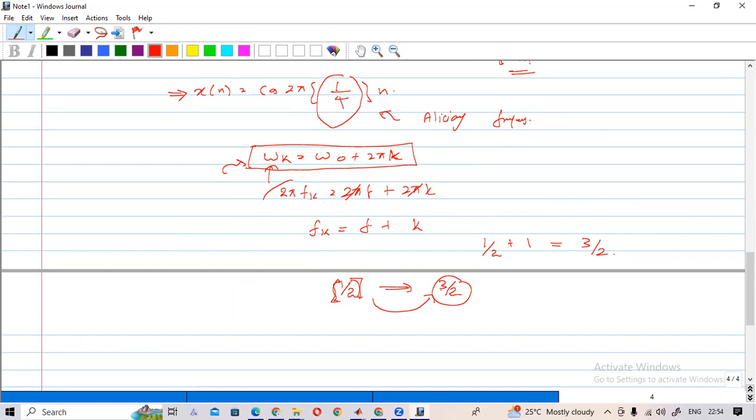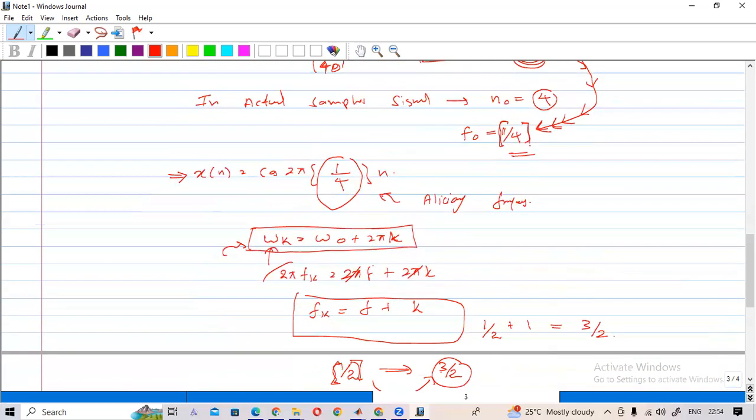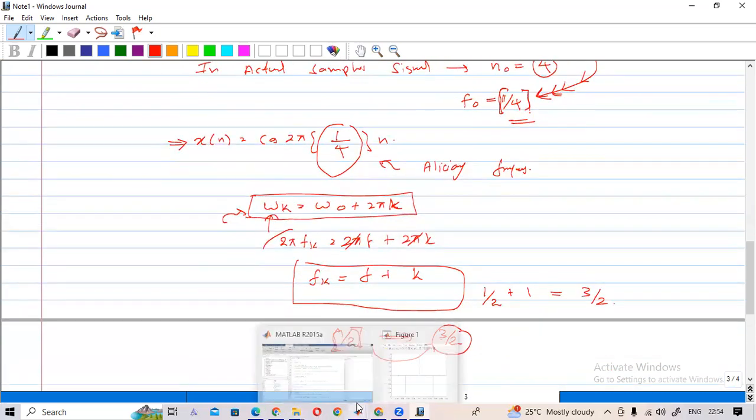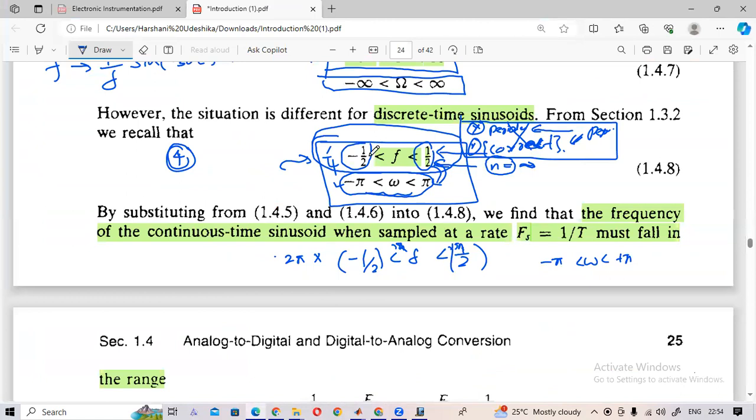So what I want to tell you is that this relation and that relation, f_k is equal to f plus k, are related to each other. So if there is any signal with frequency greater than half, it can be reduced to a lower frequency using this identity.